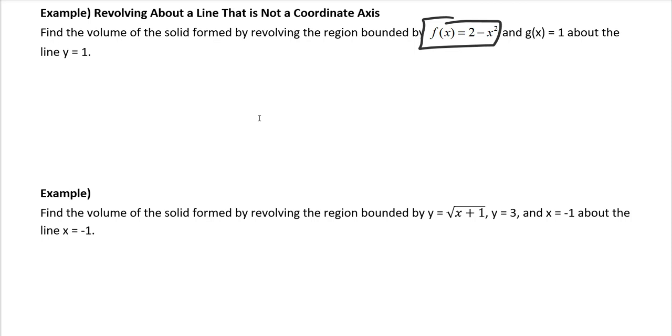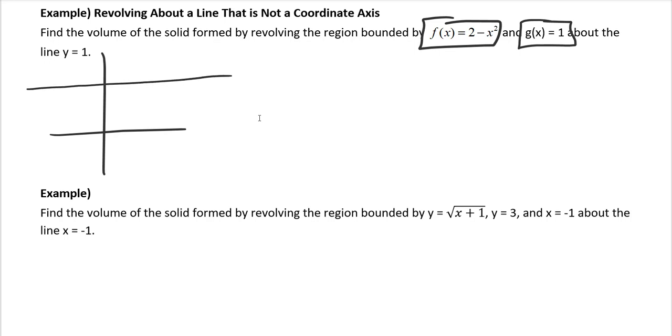So what does this mean? Well, what it means is this. We have our graph. We're going to go like this. I'll tell you where we're going to go from in a little bit. We'll figure that out. But this line, g of x equals 1, is a line that goes like this. Okay, that's y equals 1. And this function, 2 minus x squared, is going to look like this.